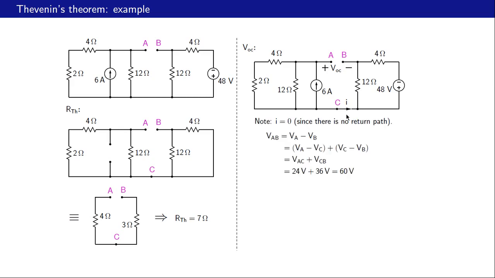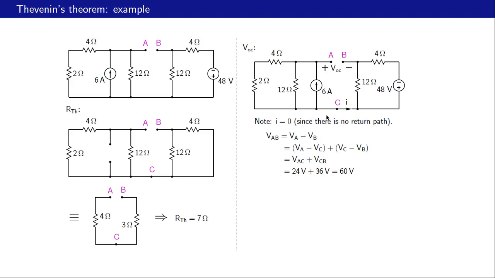Since this current is 0, we have two independent circuits here. One circuit is here and the other circuit is here, and that makes things very easy. Alright, let us look at VAC first. What is this resistance? As we have already found out, that is 4 ohms, and therefore 6 amperes going through 4 ohms gives us 24 volts. So that is VAC.